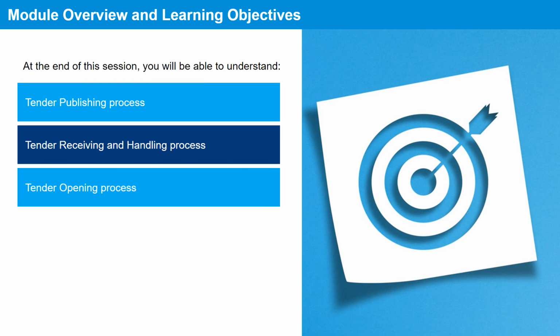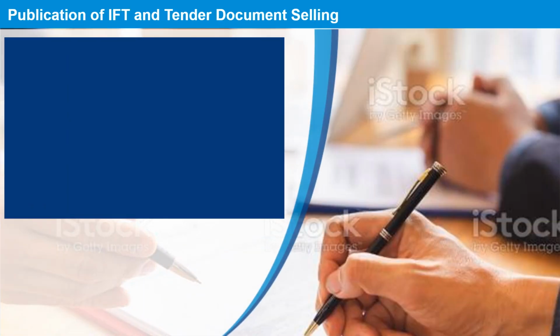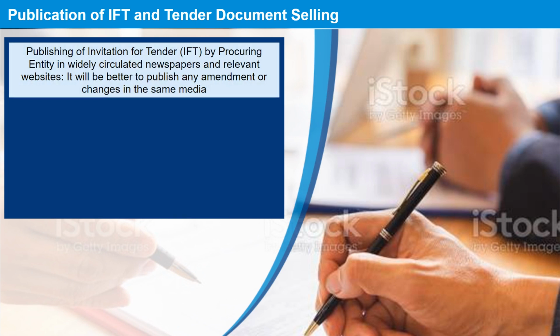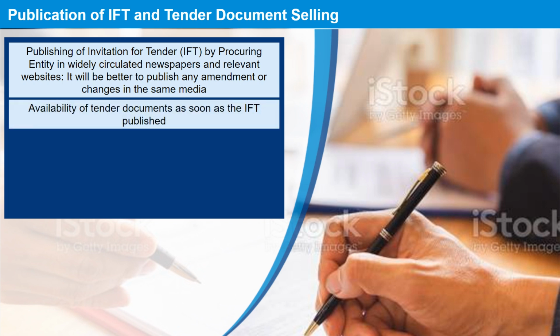and tender opening process. Publication of IFT and tender document selling. This process includes the following steps. Publishing of invitation for tender IFT by procuring entity in widely circulated newspapers and relevant websites. It will be better to publish any amendment or changes in the same media. Tender documents should be available for sale as soon as the invitation for tender is published.